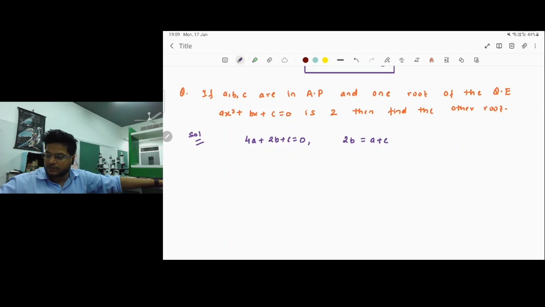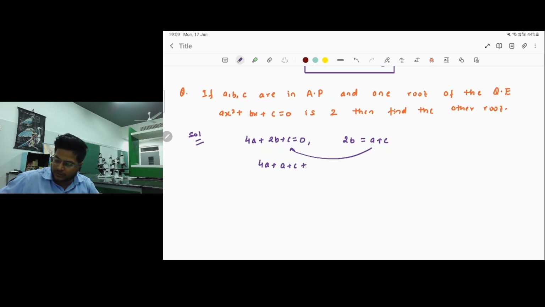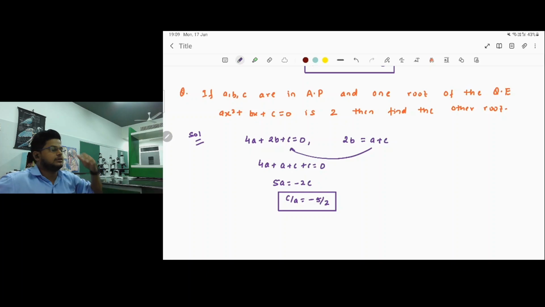So a, b, c is an arithmetic progression, right? We can substitute x equals 2. So we got 4a plus 2b plus c equals 0. And you also know that if a, b, c are in an arithmetic progression, we can write 2b equals a plus c. So feed this 2b value here. So we got 4a plus a plus c equals 0. So 5a equals minus 2c. So we got c by a equals how much? Minus 5 by 2.